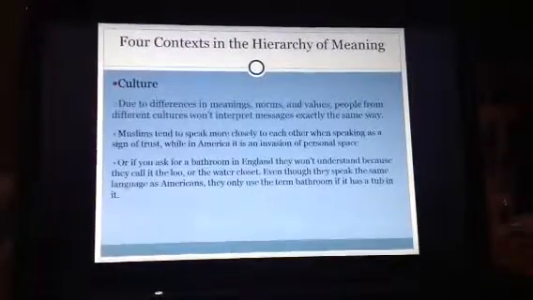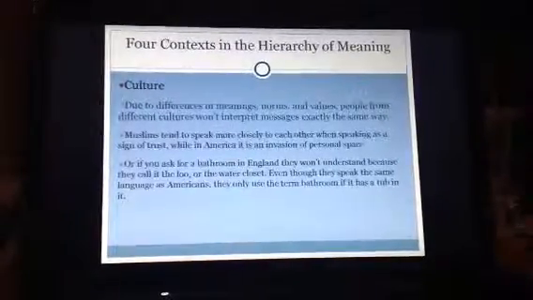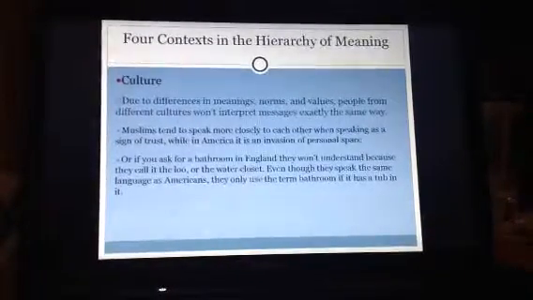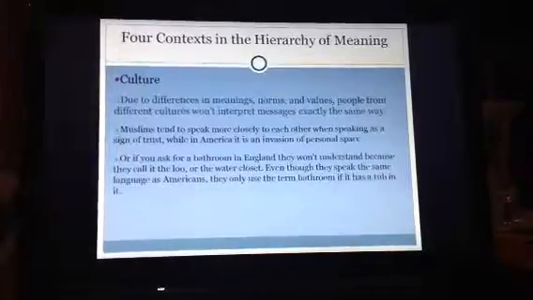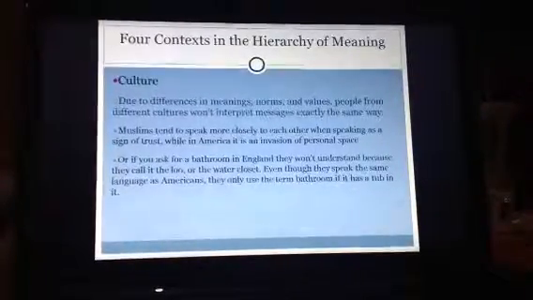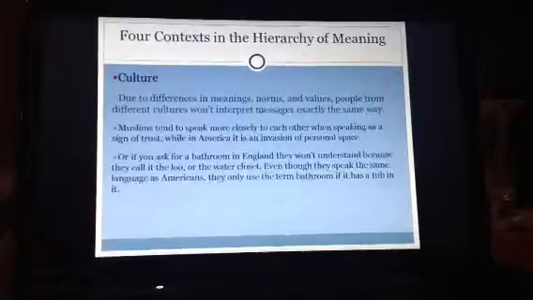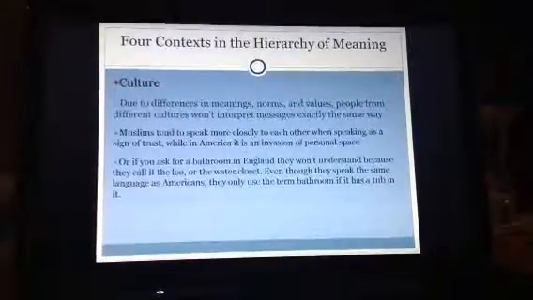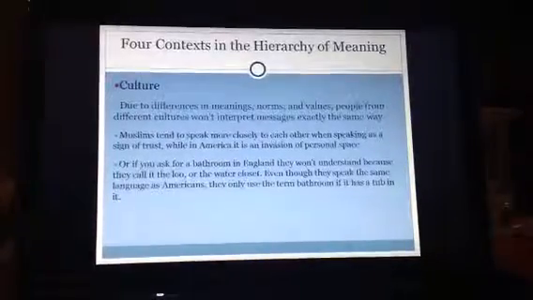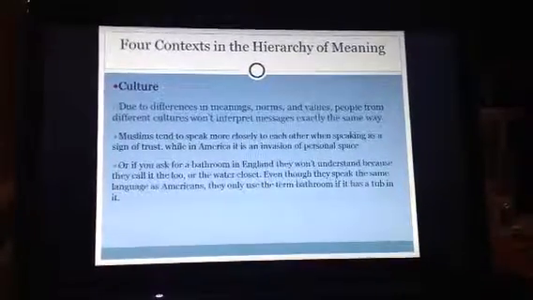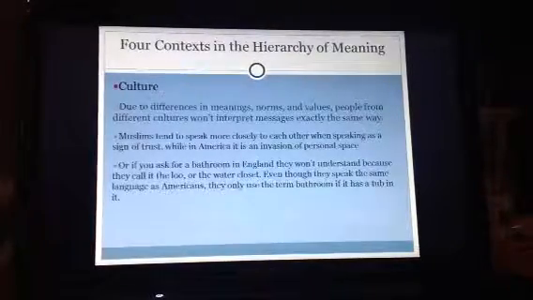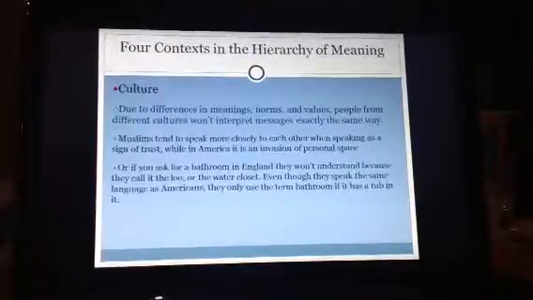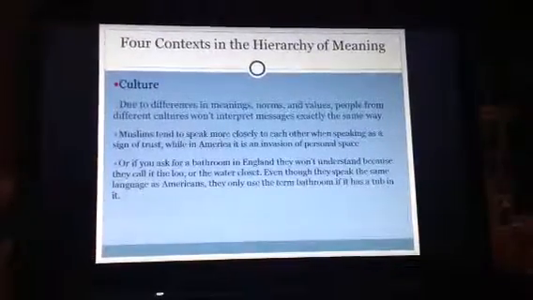Another example is that it's respectful not to look into people's eyes in other countries such as China. But here in America, if you don't look into someone's eyes, they think that you're hiding something or trying to be deceitful. Another example is that if you were to ask for a bathroom in England, they wouldn't understand, because they call it the loo or the water closet. They speak the same language as we do in America, but they use a different term for the bathroom, just like they call cigarettes fags, and we don't use that word for a cigarette here.